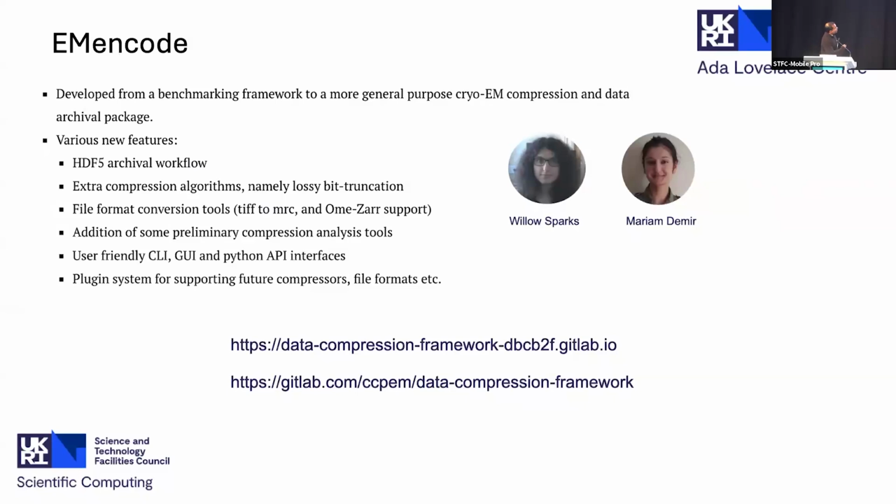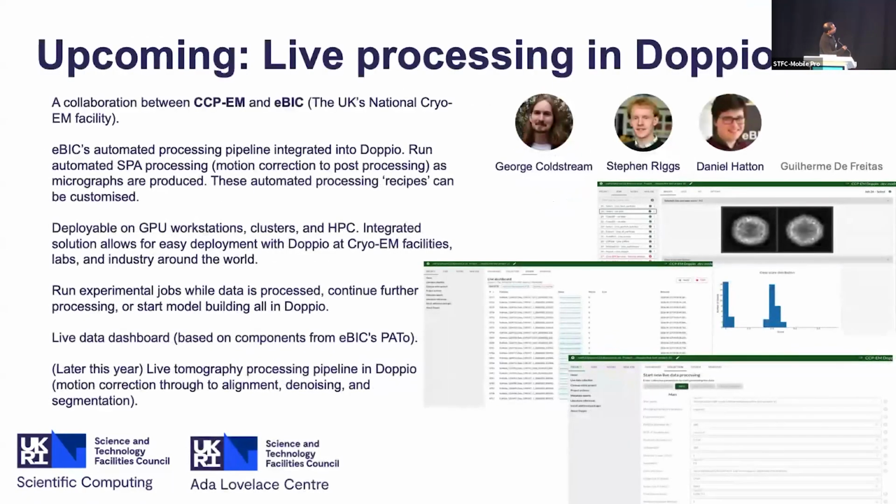Okay, so as part of this, we also developed a software toolkit, which we call EM Encode, and it supports different format conversion. So it handles TIFF and MRC files, and you can convert them to different compression formats. We are also looking at exploring other possibilities, whether we can add support for these formats in processing workflows, and also looking at lossy compression and so on. So we have Willow and Mariam, who are the main drivers of this project, here in the audience. So you can ask them questions if you're interested.